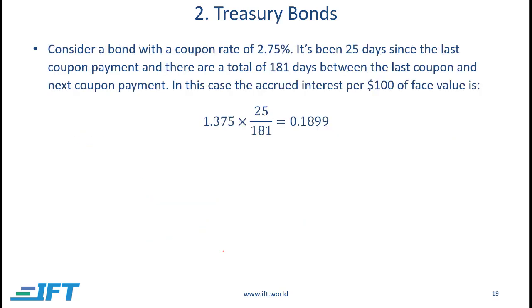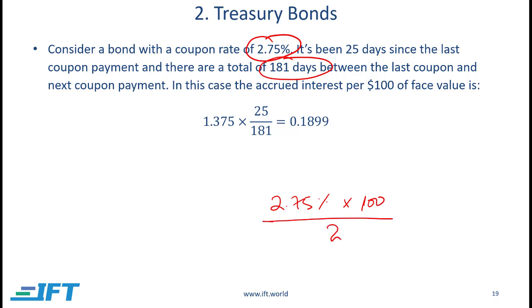And you can see another example over here. Let's say the coupon rate is 2.75, right? And it has been 25 days since the last coupon, and there's a total of 180 days, so it's a semi-annual coupon. Otherwise, between coupons there would be 360 days if it was for the full year, right? So 181 days means it's for a half year, which means you need to take this 2.75 and divide it by 2 to start with, because 2.75 is for the full year, and I told you interest rates are always quoted for the full year.